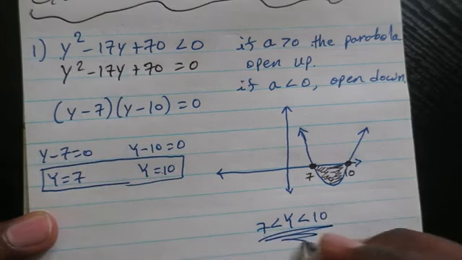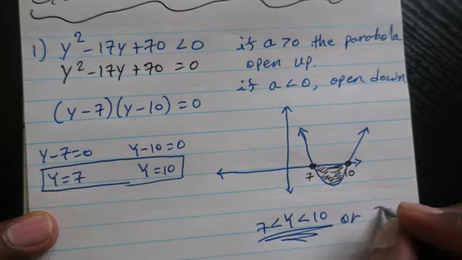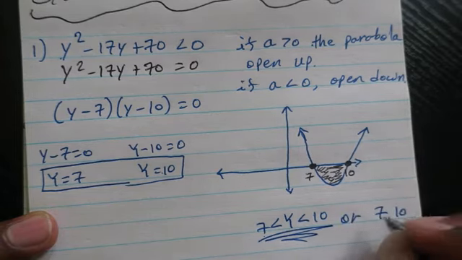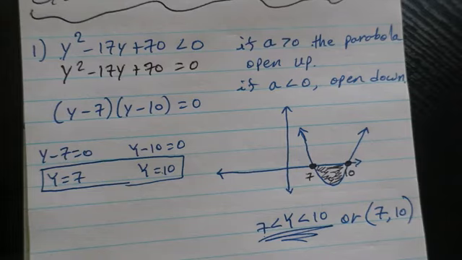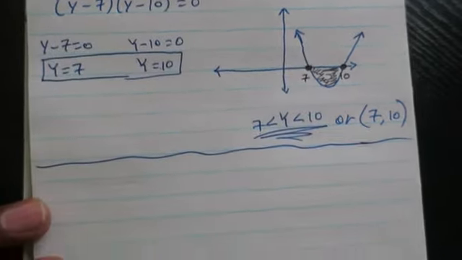So this is how you write the answer, or of course you can write it in interval notation as parentheses around the two numbers, 7 comma 10. Let's take a look at another example.